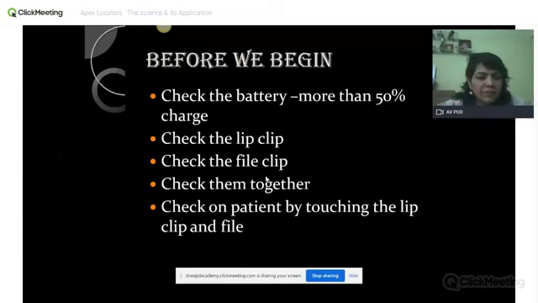Check the lip clip, check the file clip, check them together. Check on the patient by touching the lip clip and the file. Now, I have videos which have been made for each of them demonstrating the same.